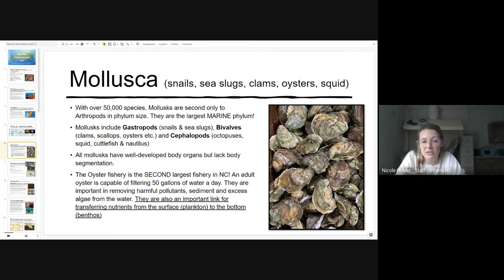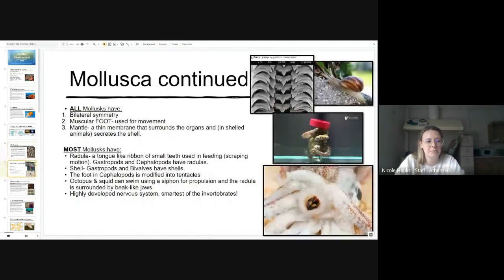Oysters are the most fished of all the mollusks, but they're the second largest fishery in sea. They're really popular and they're really important to our economy and our environment. They filter 50 gallons of water a day and they remove harmful pollutants from the water. They also link nutrients from plankton to the bottom of the ocean, or the benthos. So they're important in many different ways.